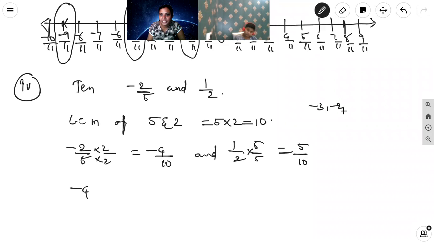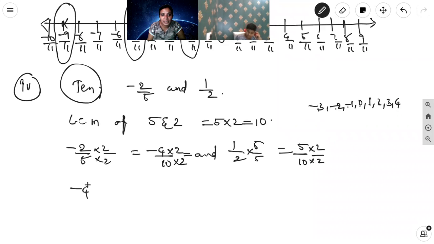Between minus 4 and 5: minus 3, minus 2, minus 1, 0, 1, 2, 3, 4. How many are there? 1, 2, 3, 4, 5, 6, 7, 8. Only 8 are there. But they are asking for 10 rational numbers between. So you multiply the numerator and the denominator with 2.